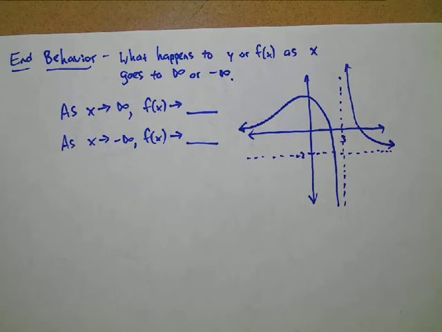As x approaches negative infinity, that means what happens to our y values as we go further and further and further to the left? The ends, the right end and the left end of our function. So why don't you guys go ahead and think about it, fill it in there, see what you think, okay?